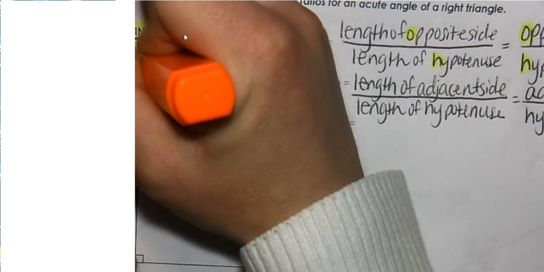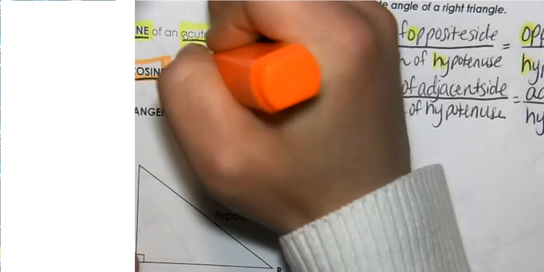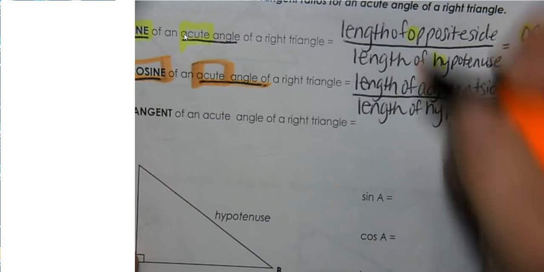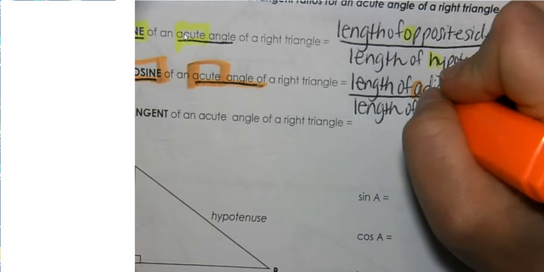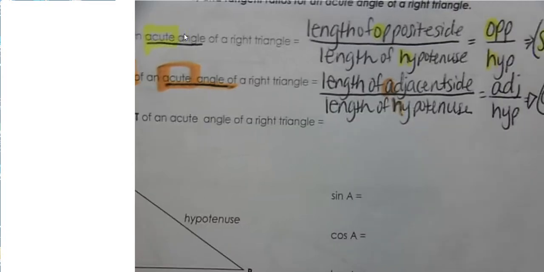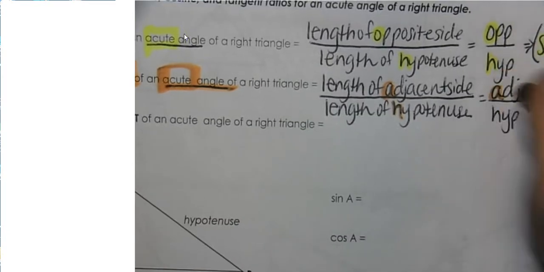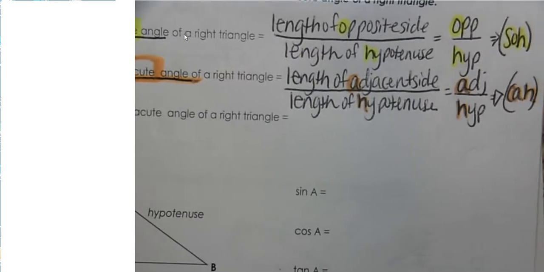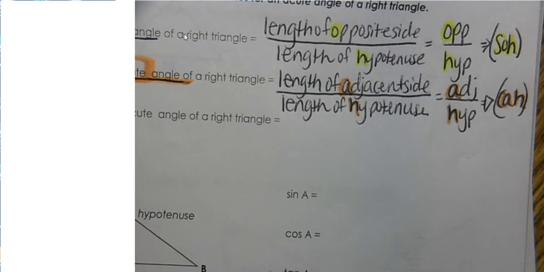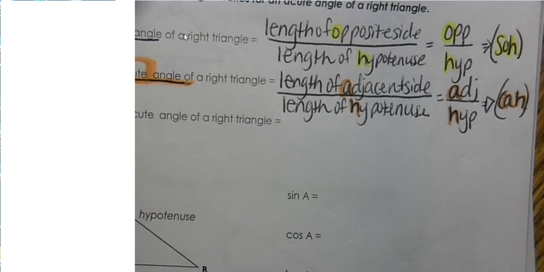So the cosine of an acute angle of a right triangle is equal to the length of the adjacent side, that's the side that touches the angle, divided by the hypotenuse, which is the longest side of a triangle. That's where the CAH comes from. The cosine of an acute angle is equal to the adjacent divided by the hypotenuse.